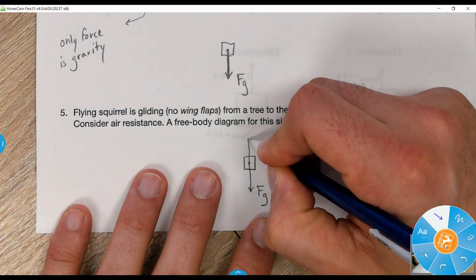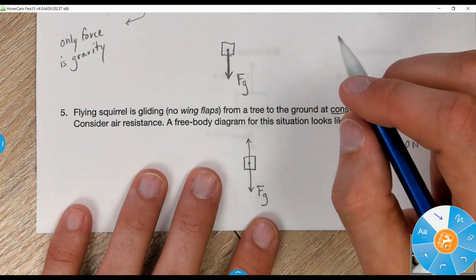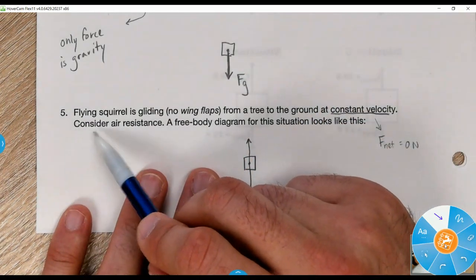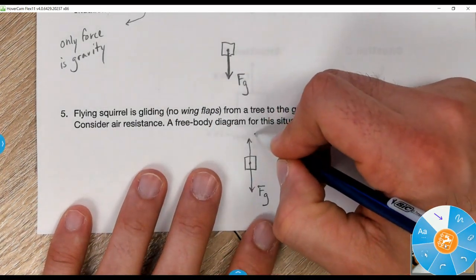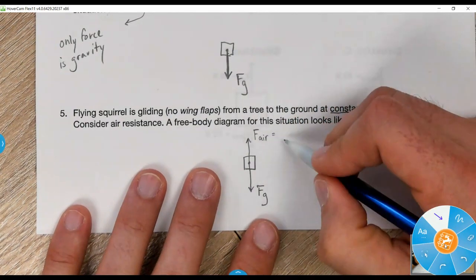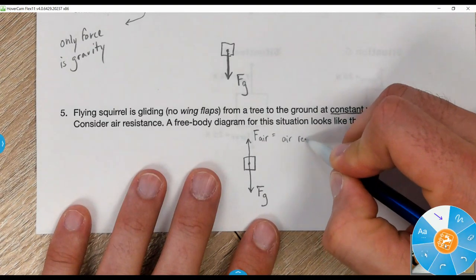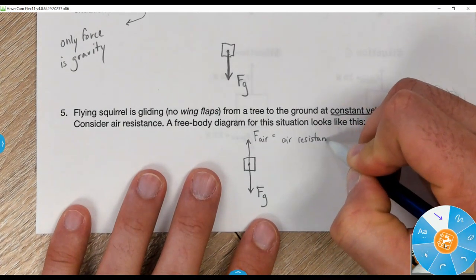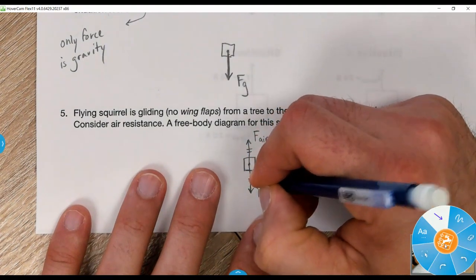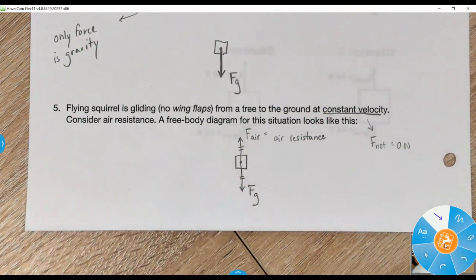Normally if we're on the ground, you would have normal force. But in this case, we're supposed to be considering air resistance. So we would have F subscript air, and that's your air resistance. These two forces would need to be equal. So here you go, you're good. It's not too bad.